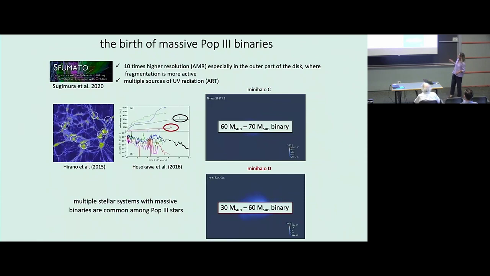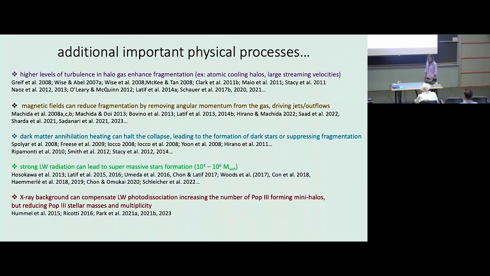As you can see here, these are very important and interesting masses for the possibility that this will lead to binary black hole systems, which then may merge and be potentially observable by gravitational wave telescopes. So there are far more physical processes that are very important: the effect of turbulence, magnetic fields, dark matter annihilations, and then again the strong Lyman-Werner radiation and X-ray background, which not only affect the minimum mass of dark matter halos that can host Pop III stars, but also affect the resulting mass spectrum.